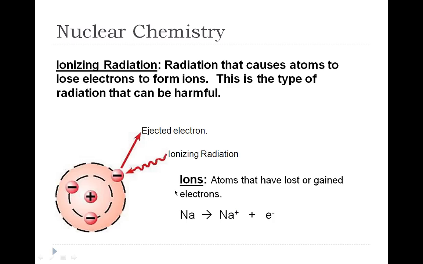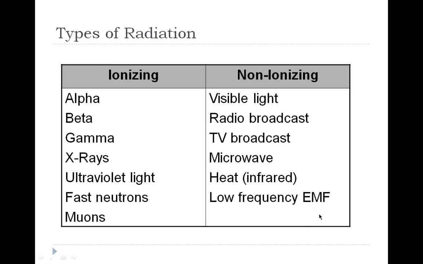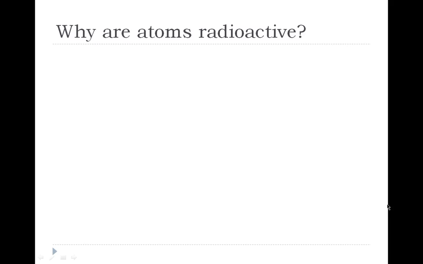So ions, don't forget, are atoms that have lost or gained electrons. Here's neutral sodium turned into positive sodium after having lost an electron. Now, these are just some examples of what's ionizing and what is non-ionizing. The visible light, the colors that you're looking at on this PowerPoint, is actually non-ionizing. But notice the types of radiation that we just previously discussed, alpha, beta, and gamma radiation, are all ionizing. Obviously, all the things on the left, most of them you're familiar with, are harmful.